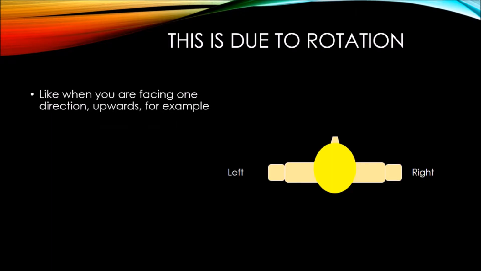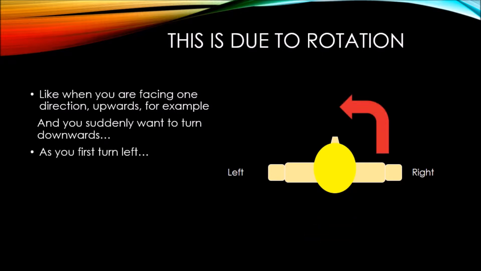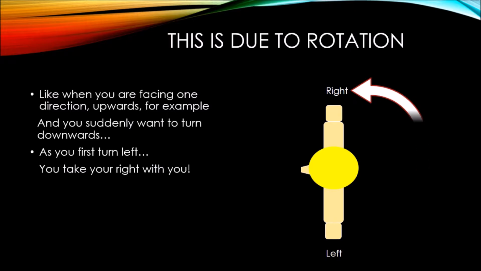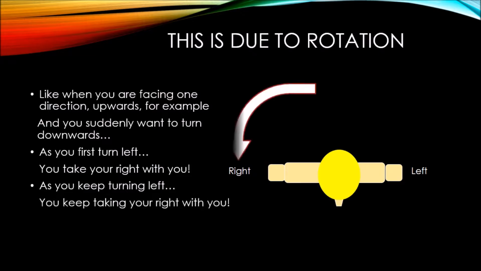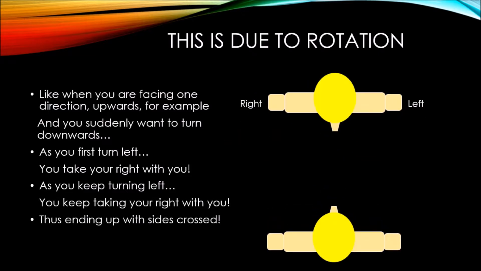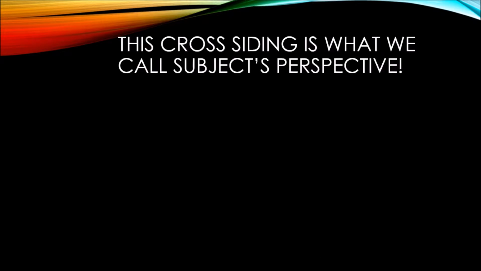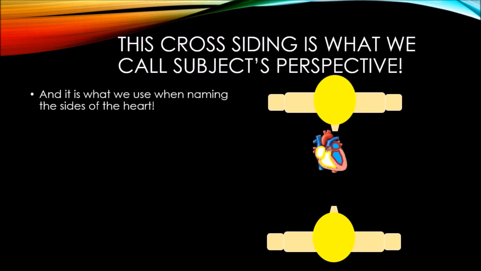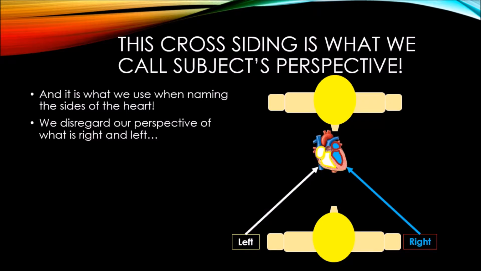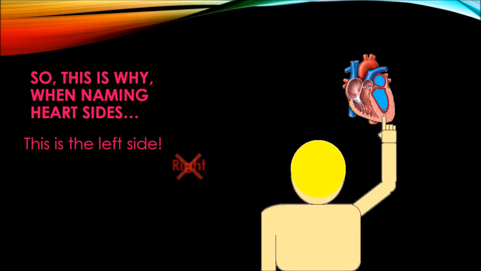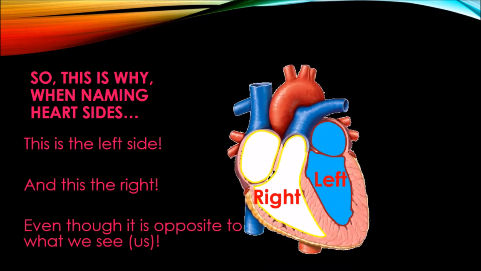And this is the rotation. Whenever you are facing one direction, like in this example, the guy is facing upwards and he wants to go downwards. As he takes the first step turning downward, he's taking his right with him, and then he completes his turn and takes the right once again, thus ending up on a cross side from us. That's why I said cross arm: with this motion the sides are switched, left in front of right and vice versa. We just consider this left and right of ours, and you see how it's the opposite right and left of the person's. So remember, when you're giving sides, this is the left side and this is the right side, even though it's opposite to what we see.